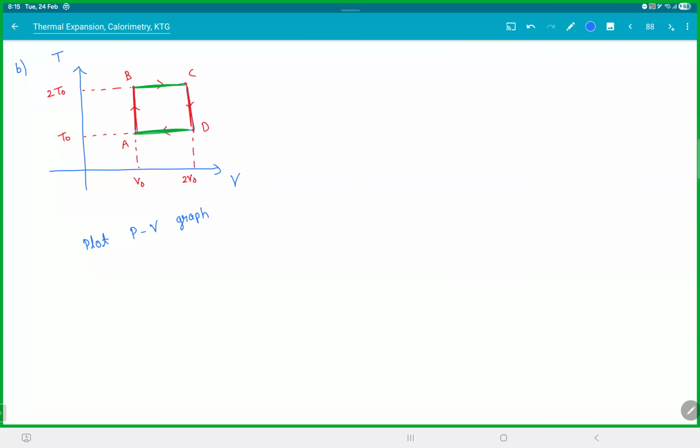Let's see. You're drawing a PV graph. So the volumes are two straight lines. This is your AB and this is your CD. How does a constant temperature graph look like? They are actually isotherms, isn't it? So they'll be hyperbolas like this. Which one is the bigger one? The higher the temperature, the farther the isotherm. So this is BC and this is your AD.